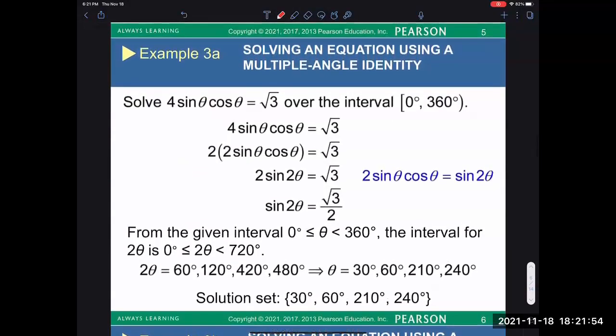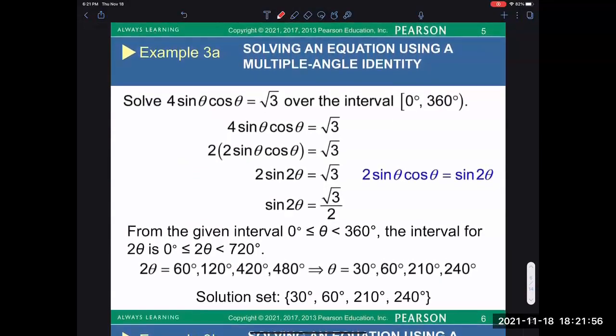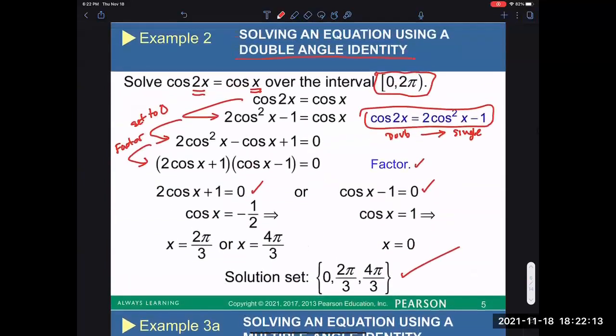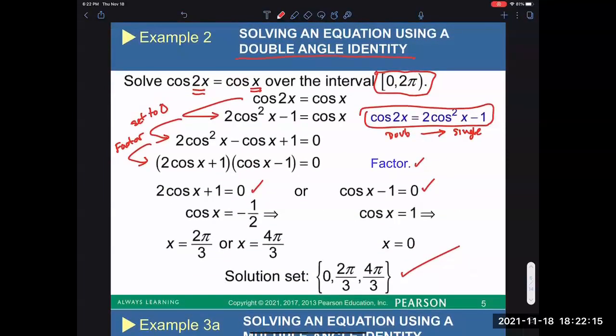So we have example 3a, apparently. Here we are using a multiple angle identity. So in this case, it's interesting, they kind of use it in the other direction. So let's compare and contrast 3a here to the 2 that we just did. In number 2 here, we got rid of a double angle and converted it to a single angle, because then everything was just in terms of cosine x.